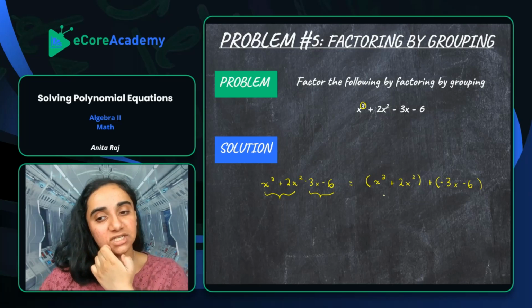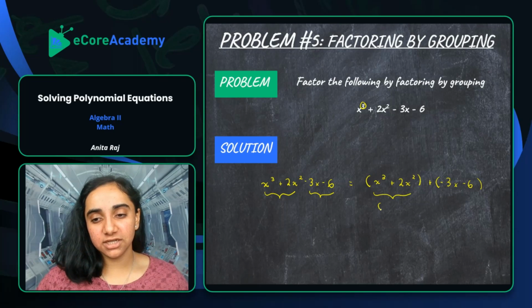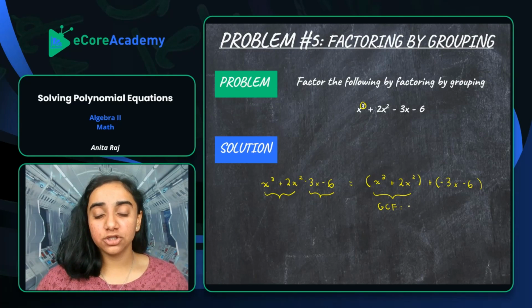Now we want to pull out the GCFs, so we're going to identify what the GCFs are. In this case, we can obviously look at the x's because that's what these 2 terms share, and the largest x we can pull out is an x squared. We can't pull out an x cubed because there's only an x squared in this term, so we're going to pull out that complete x squared.